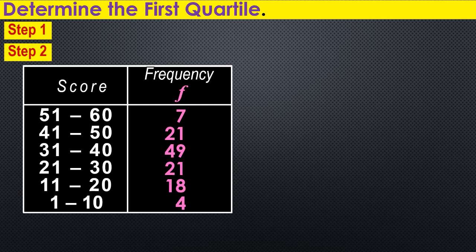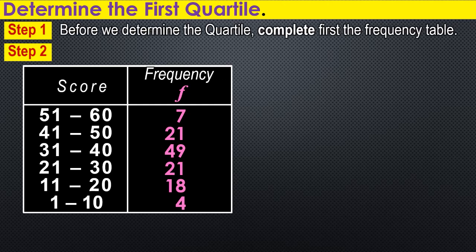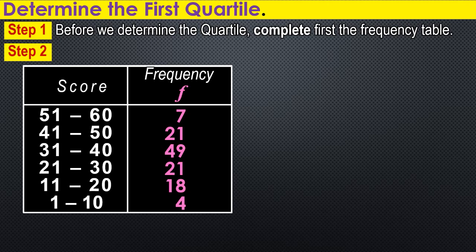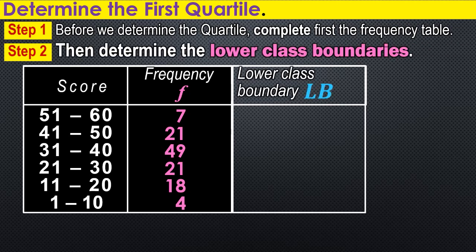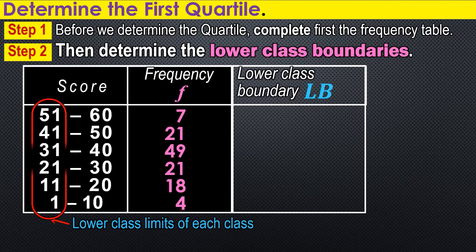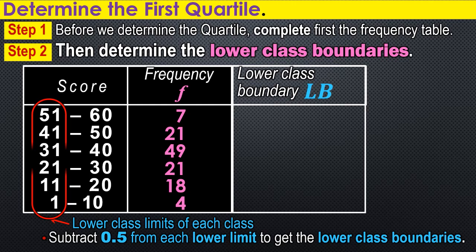Again, we are going to determine the first quartile. For step 1, before we determine the quartile, complete first the frequency table. And then second, determine the lower class boundaries. Look at the highlighted scores: 51, 41, 31, 21, 11, and 1. These are the lower class limits of each class. Now you are going to subtract 0.5 from each lower limit to get the lower class boundaries.